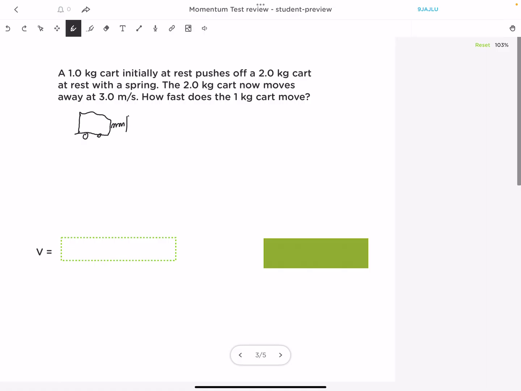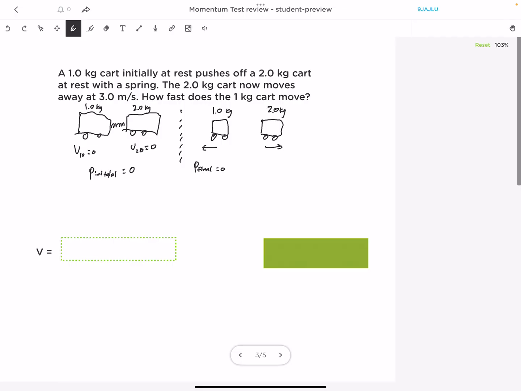There's a spring between them, right? So v1 naught is 0, v2 naught is 0. The entire momentum of the system is 0, right? So when the spring is released and it's able to push on both carts, I know that the total momentum has to still be 0. But the idea is that they're going to have equal and opposite momenta, right? So now this cart on the left, the 1 kilogram cart, is going to be moving to the left, and the 2 kilogram cart is going to be moving to the right.